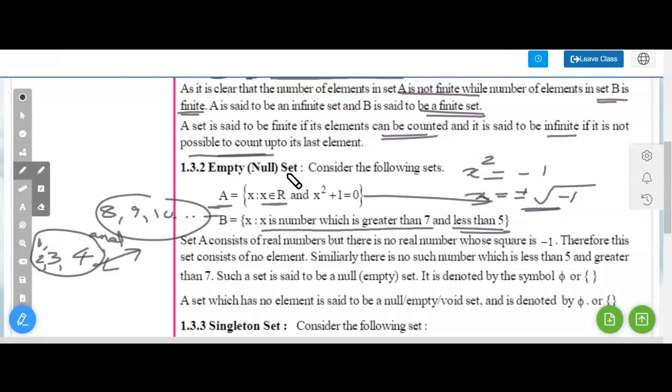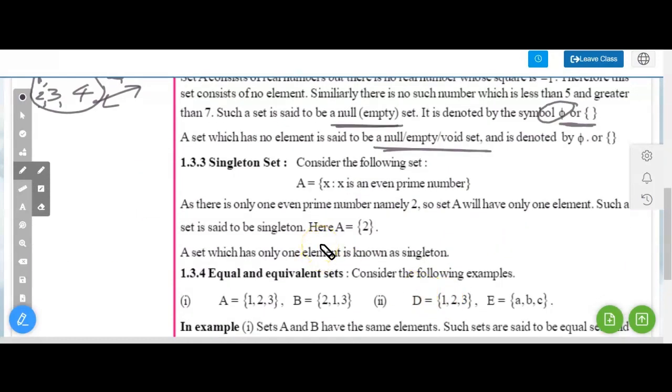Such a number doesn't exist at all. So the set is said to be an empty set or a null set, and it is represented either using this phi symbol, or you can just put the curly brackets without any element inside. We call it a null, empty or void set.